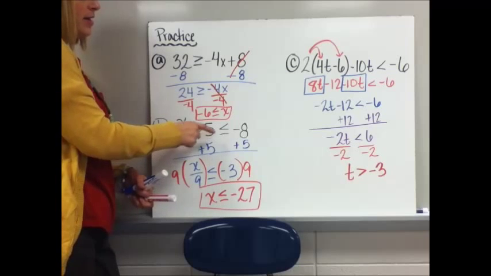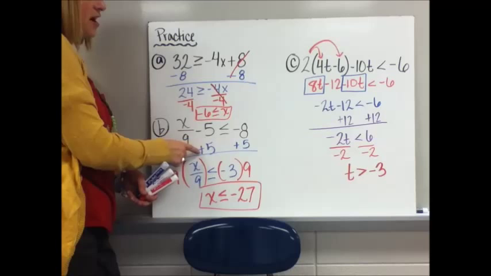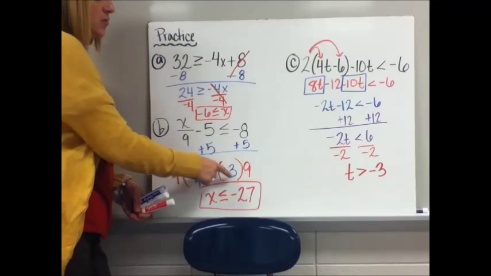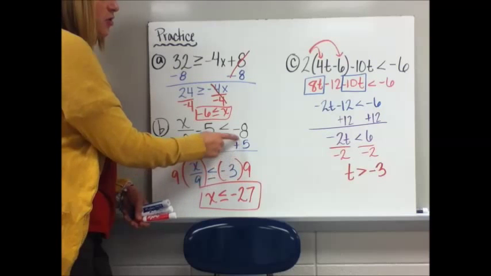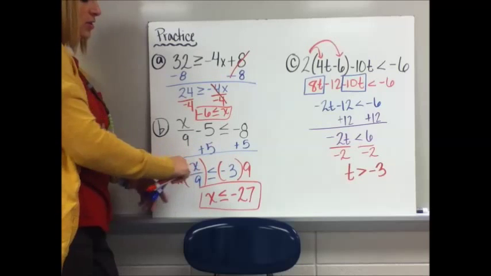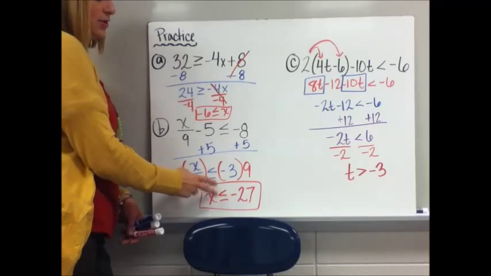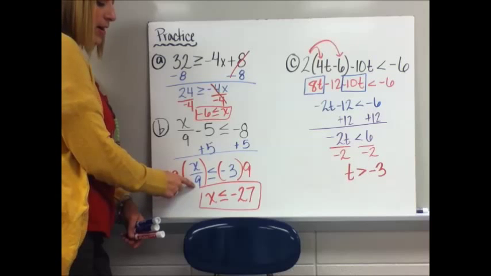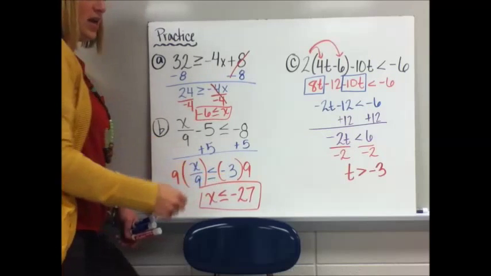B, x over 9 minus 5 is less than or equal to -8. We're going to undo subtracting 5 by adding 5 to both sides. So what comes down is what's in blue here. x over 9 is less than or equal to -3 because -8 plus 5 is -3. I undo dividing by 9 by multiplying by 9 on both sides. The symbol does not reverse because what's being undone is dividing by a positive. So the symbol stays the same. x is less than or equal to -27.